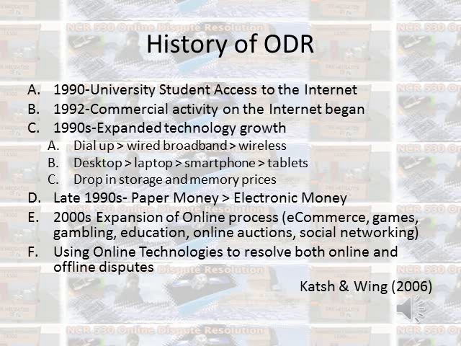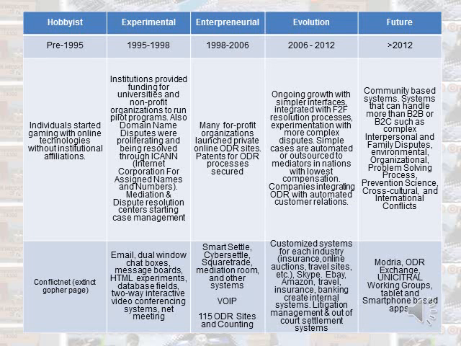With these developments in technologies, there has been a development of online technologies to resolve both online and offline disputes. This history is outlined in the Ketch and Wing article. The concept of using electronic networks to resolve disputes has been around for decades.